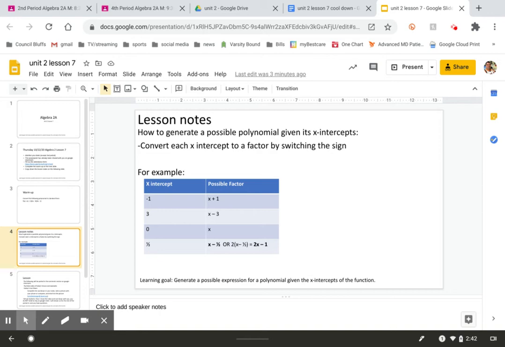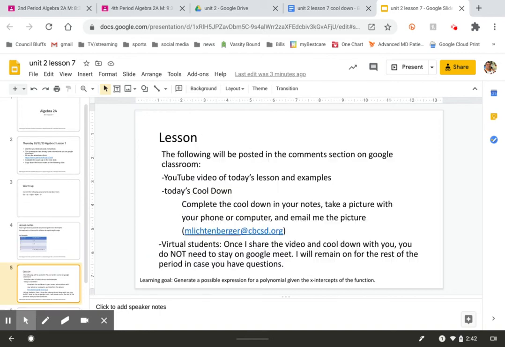So basically, if you have an x-intercept that is a fraction, we convert it to the factor initially, like x minus a half, and then we multiply everything by the denominator. In this case, the denominator was 2. So with that in mind, let's look at the examples.